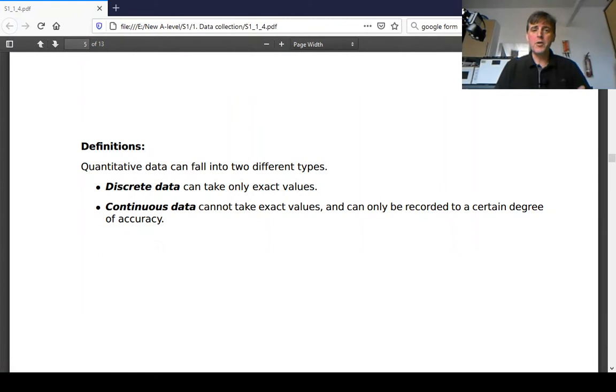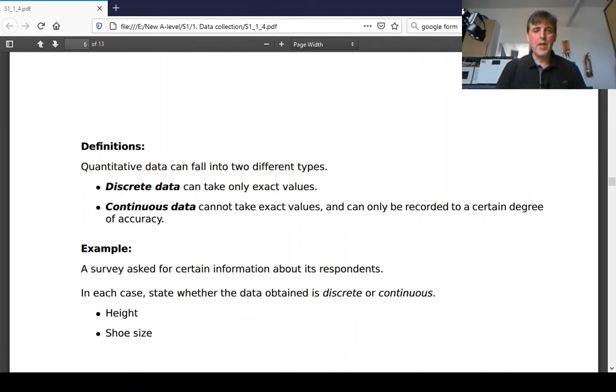Okay, so if you think about it and just use your common sense, you should be able to work out whether data is qualitative or quantitative. Now, the vast majority of the data that we're going to be dealing with in our A-level maths course is going to be quantitative data. It's going to be numerical because we need to do calculations with it. And quantitative data can actually be subdivided into two different types. We can have discrete data or we can have continuous data. Discrete data can only take exact values. Continuous data can't take exact values and can only be recorded to a certain degree of accuracy.